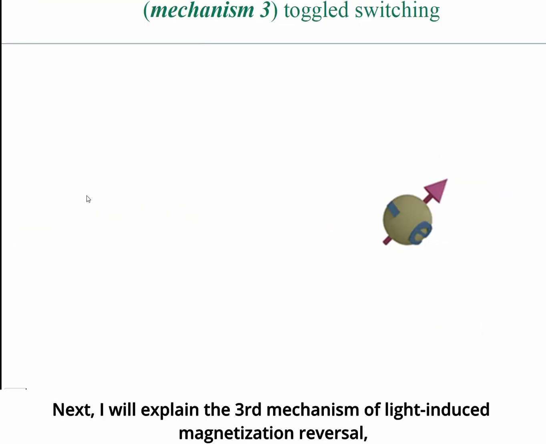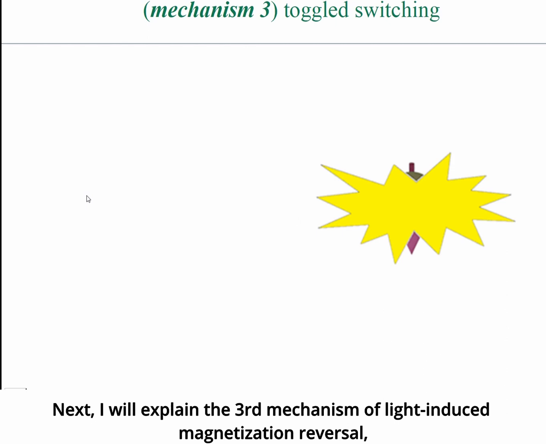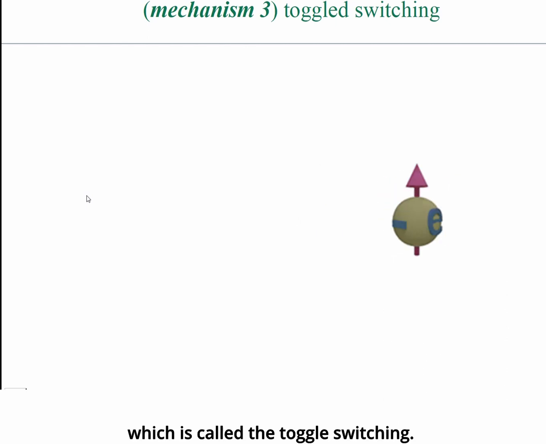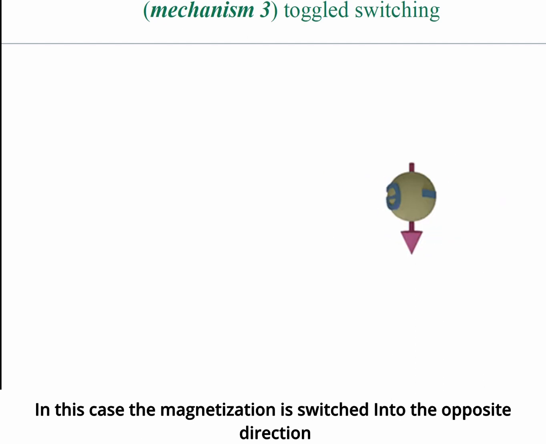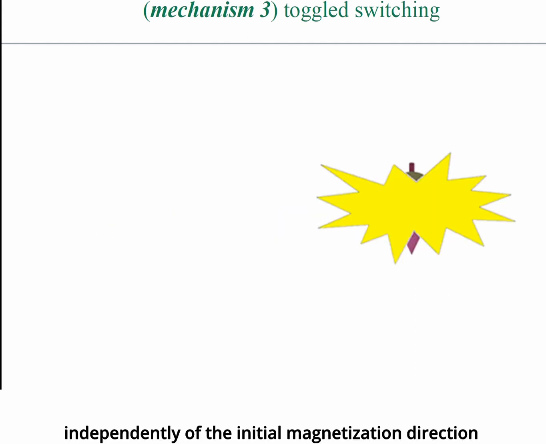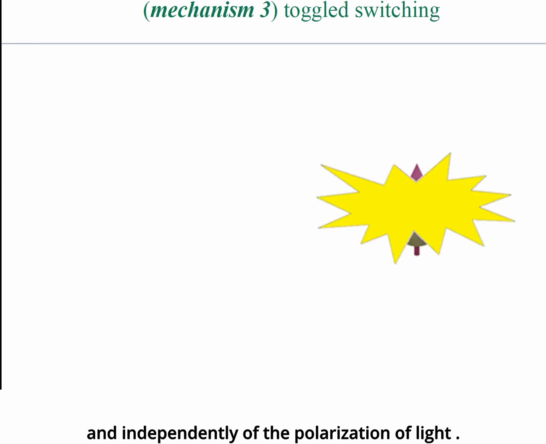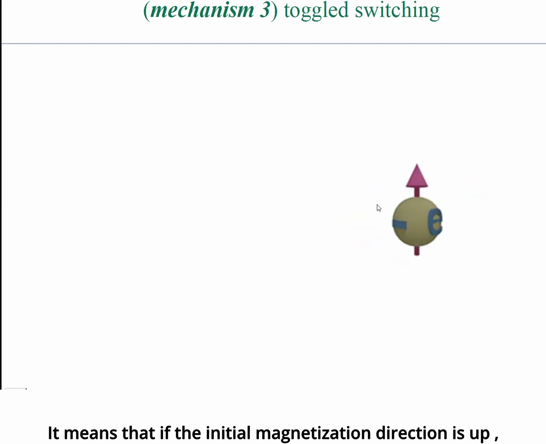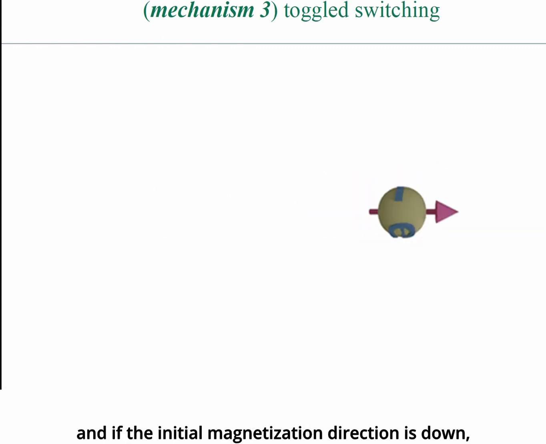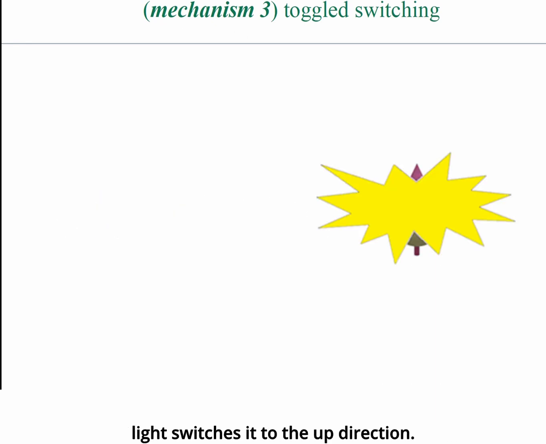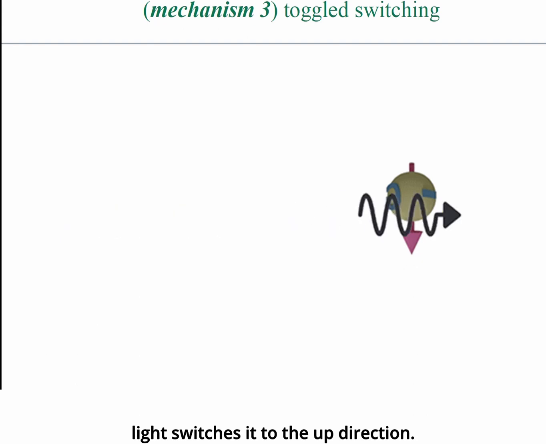Next, I will explain the third mechanism of light-induced magnetization reversal, which is called the toggle switching. In this case, the magnetization is switched into the opposite direction independently of the initial magnetization direction and independently of the polarization of light. It means that if initial magnetization direction is up, the light pulse turns it to the down direction, and if the initial magnetization direction is down, light switches it to the up direction.